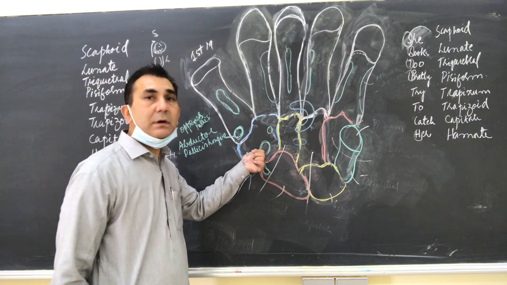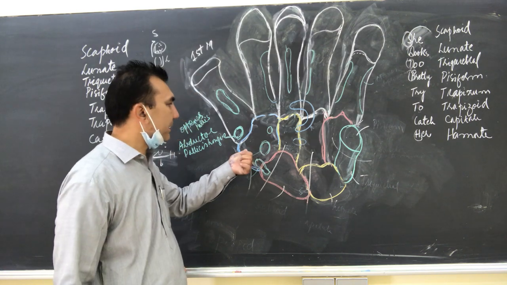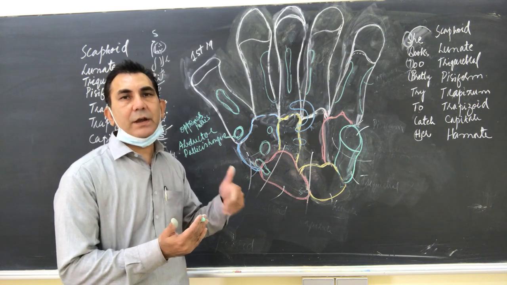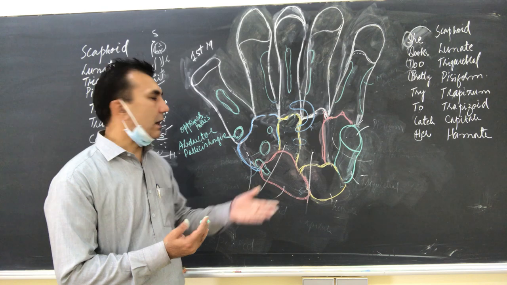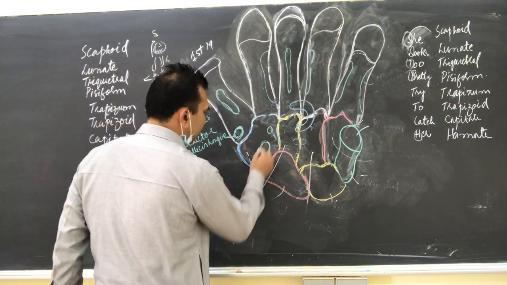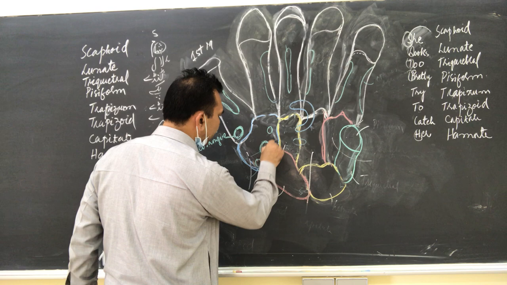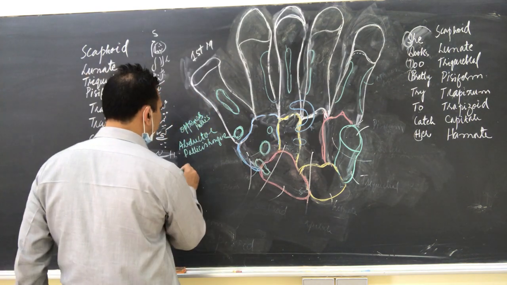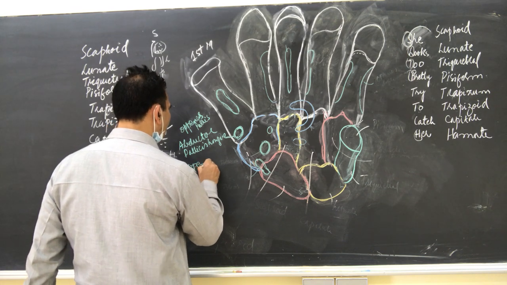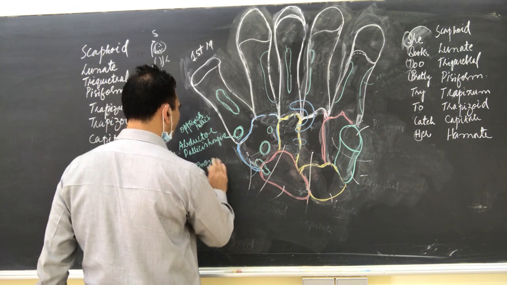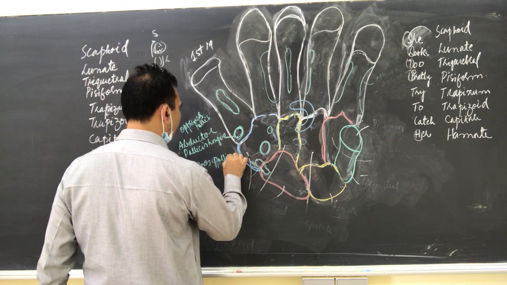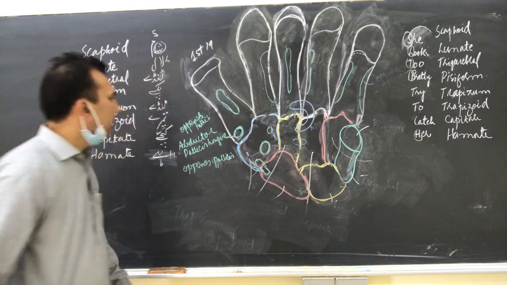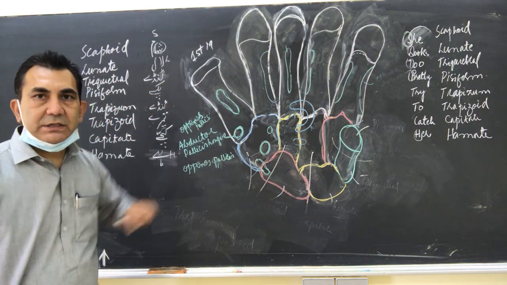And the trapezium carpus, which is the first small bone in the second row, the distal row of the carpus. In the center of the trapezium is an area, and this area is for the opponens pollicis muscle, which is attached over here.